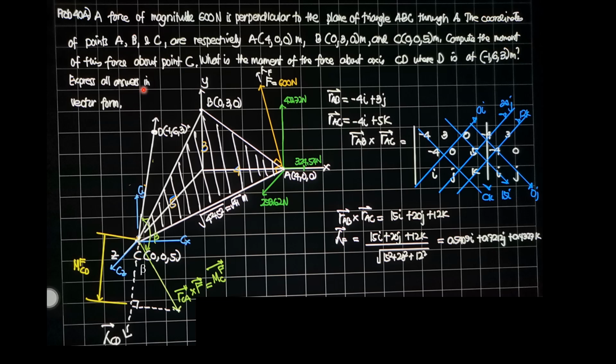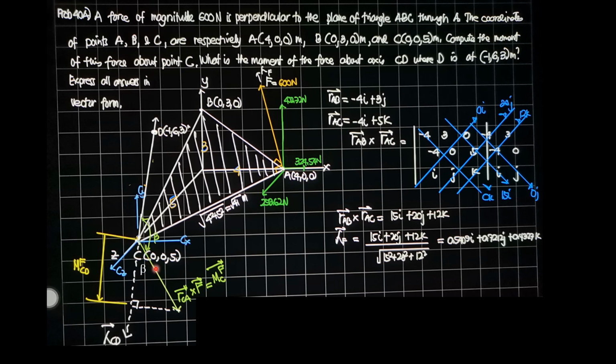Compute the moment of this force about point C, that's the first question. The second one: what is the moment of the force about axis CD, where D is at negative 163, so the moment of the force about this line or inclined axis, and express all answers in vector form. Then the follow-up question in the third slide would be the perpendicular distance between F and this axis here.